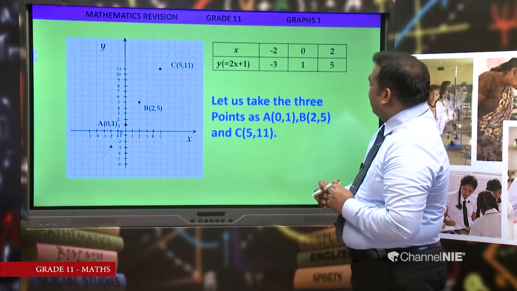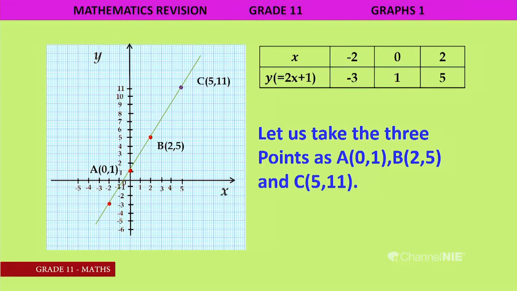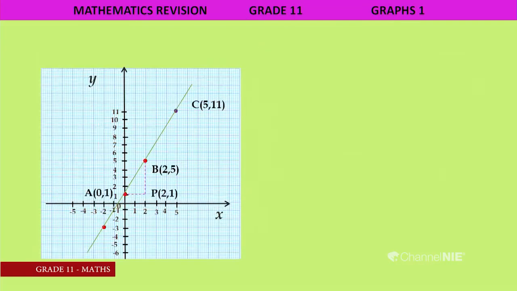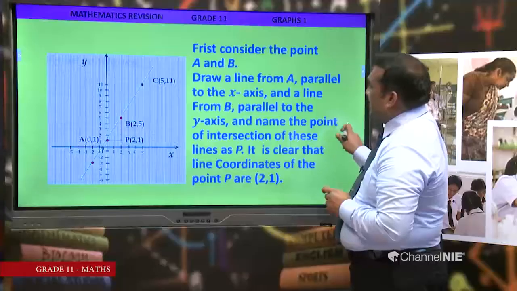Then let us take the 3 points as A, B, C, right? We consider 3 points using the equation. First consider the points A and B. Draw a line from A parallel to the x-axis and a line from B parallel to the y-axis and name the point of intersection of these lines as P. It is clear that the coordinates of the point P are 2, 1.